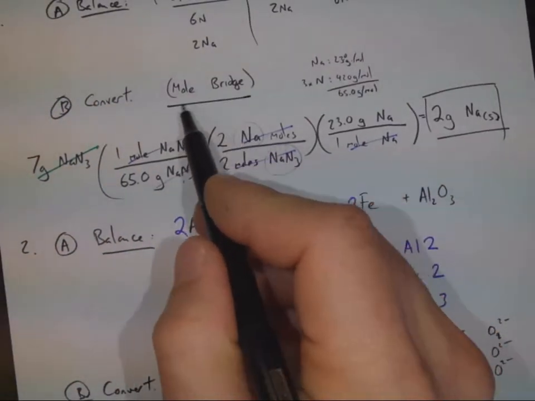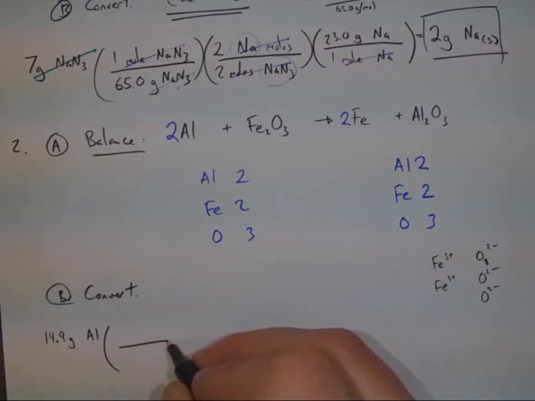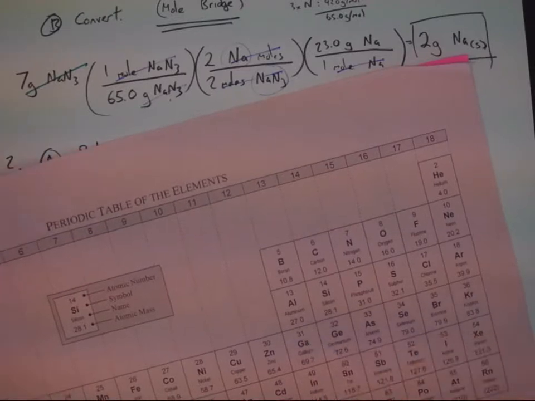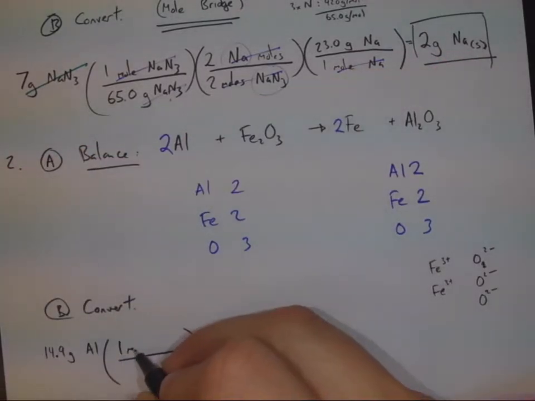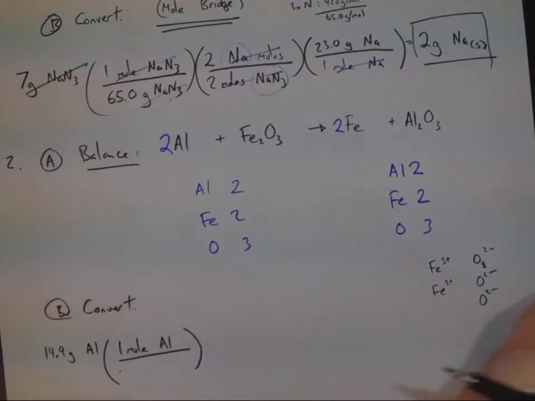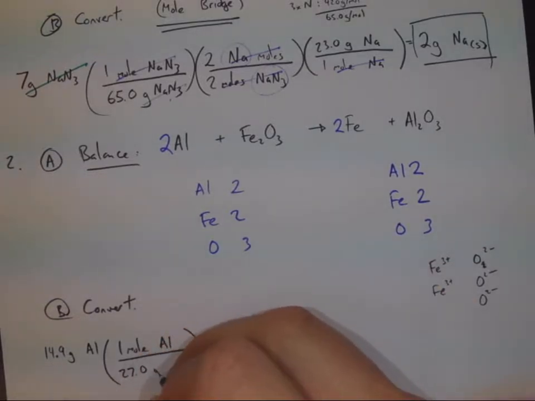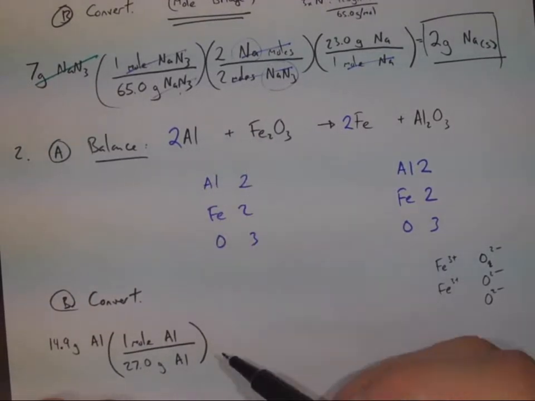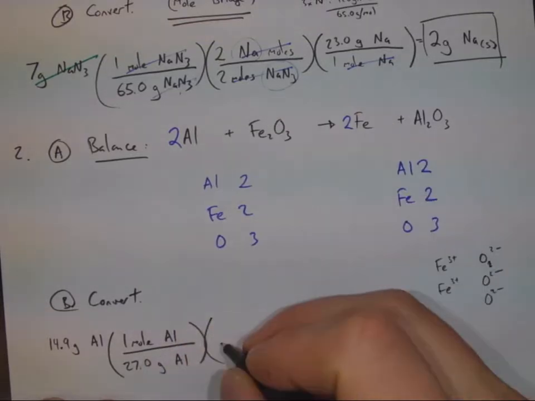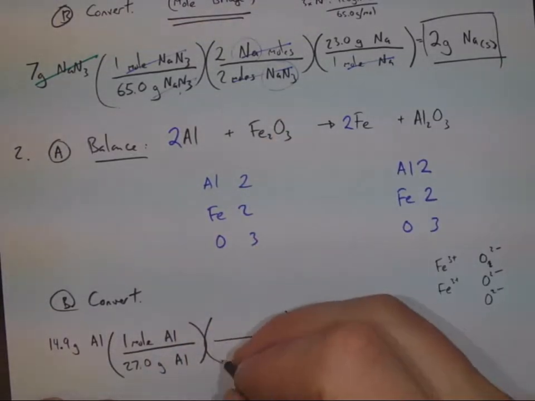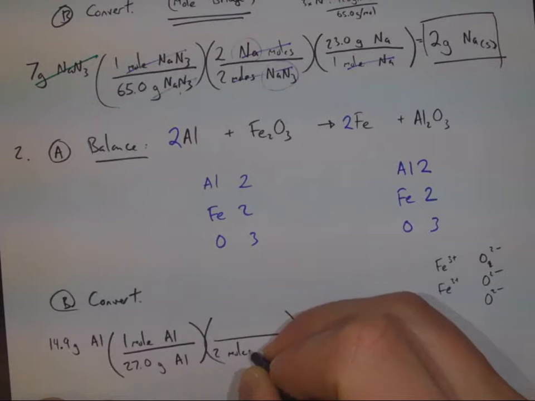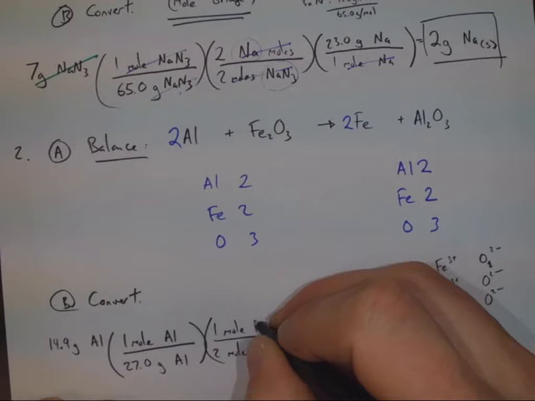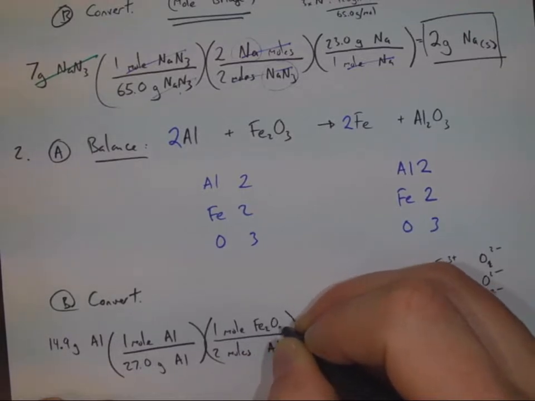And again, we want to get a mole bridge going on. We want to find out how many moles of aluminum we have. So to do that, we'll use the molar mass of aluminum, which is 27.0 grams. So 1 mole of aluminum is the same thing as 27.0 grams of aluminum. Okay, and now we get to use our mole bridge. This is a 2-to-1 ratio. What this tells us is that 2 moles of aluminum react with 1 mole of iron 3 oxide.